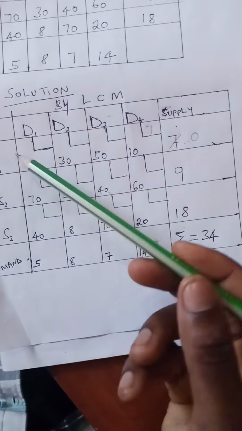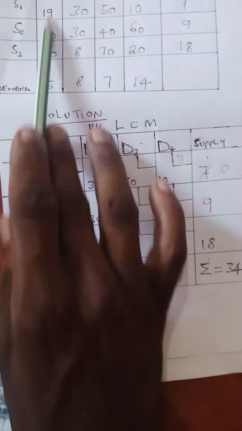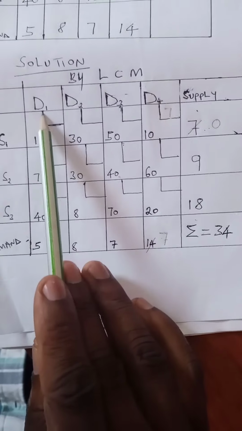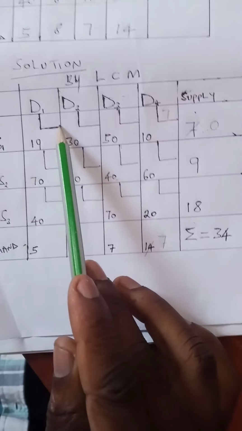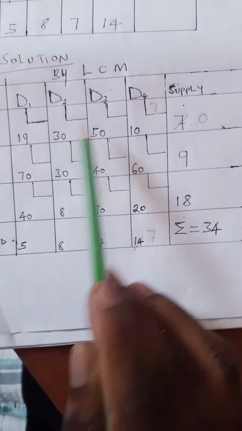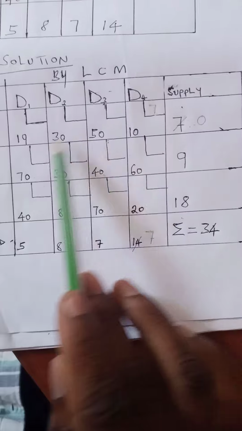As you can see here, you can draw a table of rows and columns and copy this data like this. You have 19, 17, and so on. After doing that, you can draw a small square in the middle of each cell, like this.